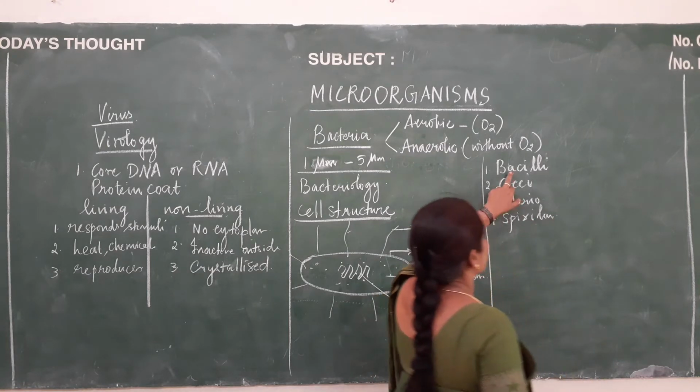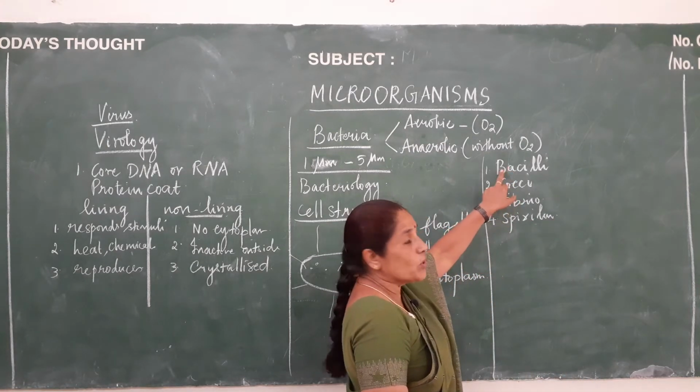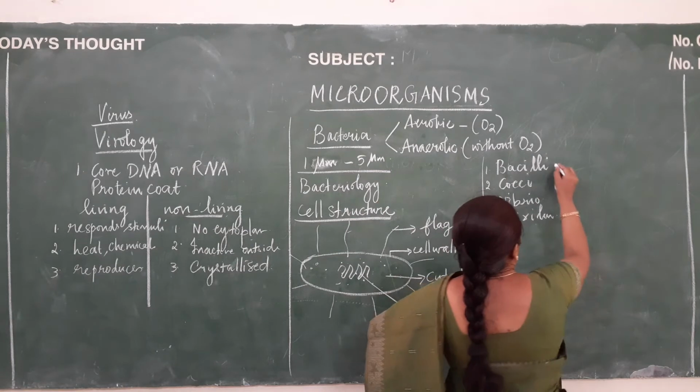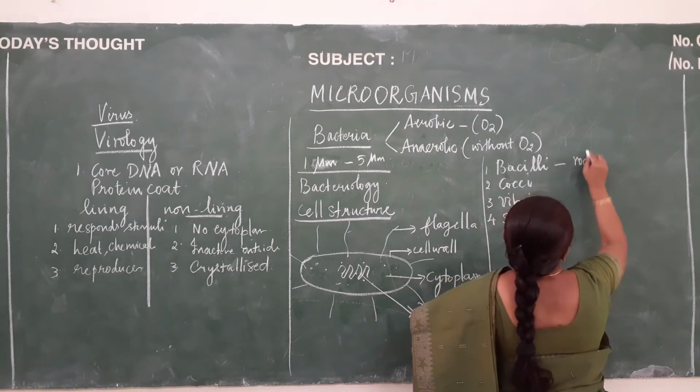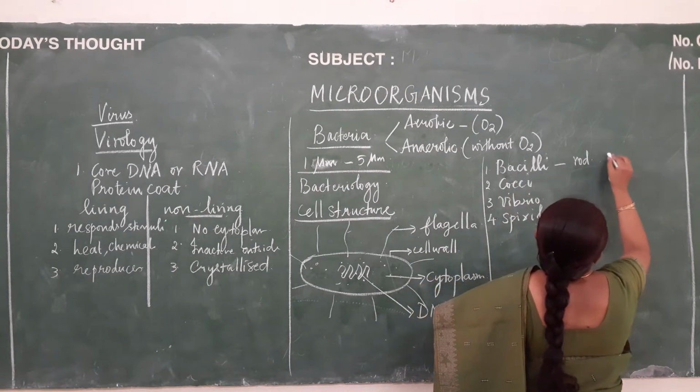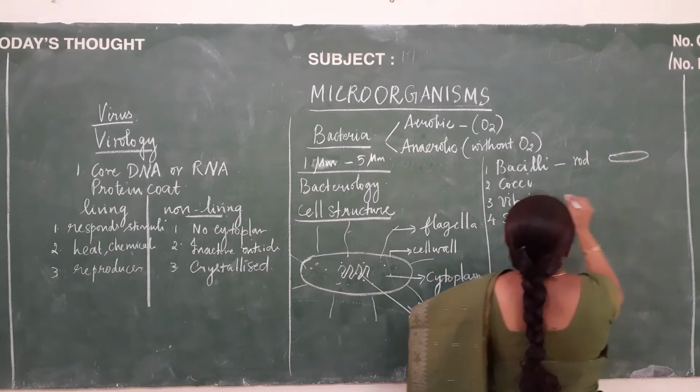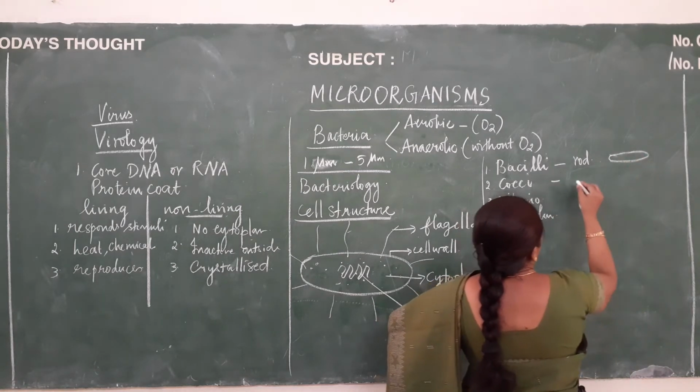And the first one, bacillus. Bacillus, plural is bacilli, and this is rod shaped. And the second one, cocci, is spherical.